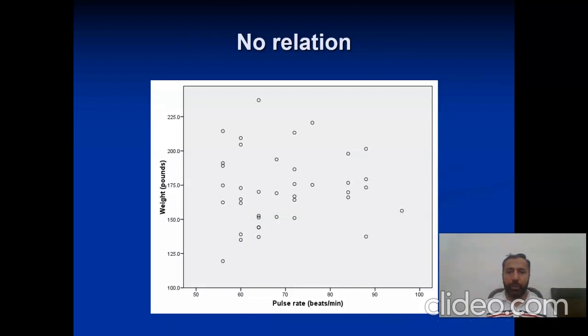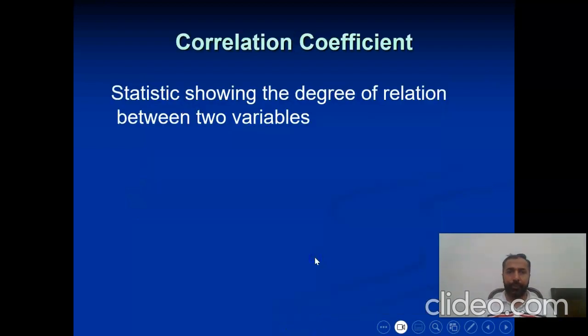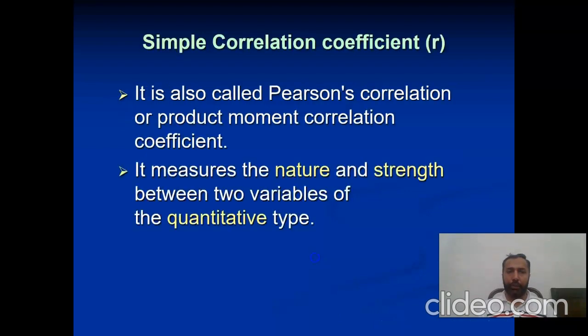If two variables are not related with each other at all, then a scatter diagram like this will appear. From these points, it is very difficult to guess any direction of a relationship between weight and pulse rate. Now, correlation coefficient.